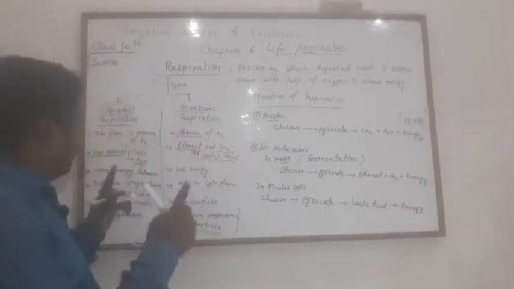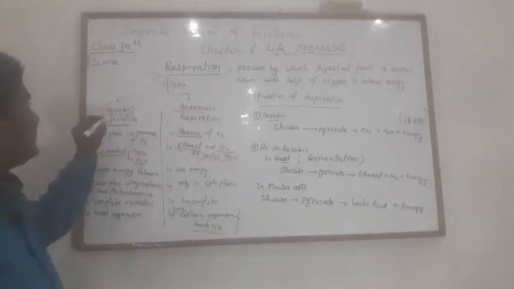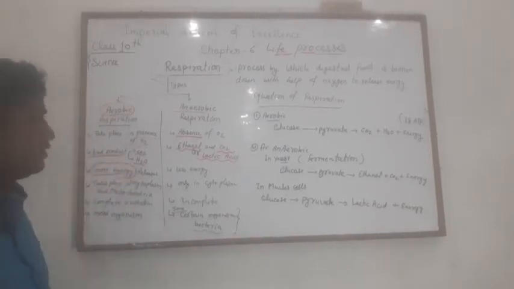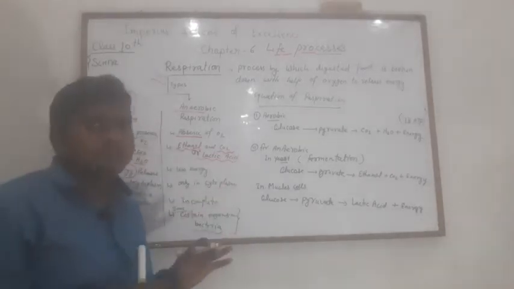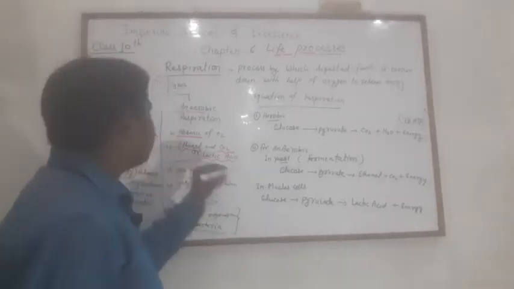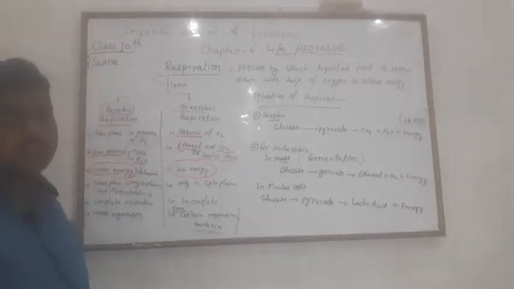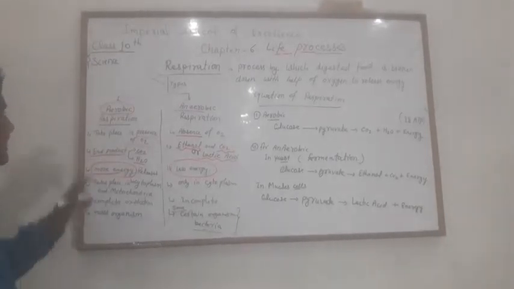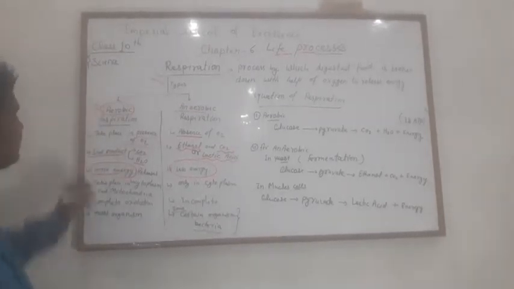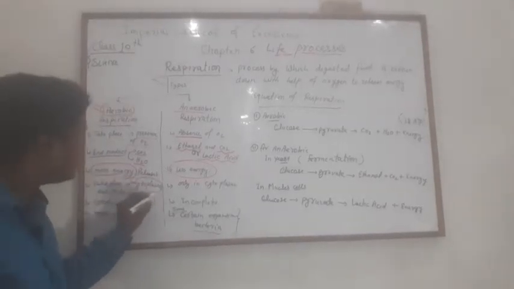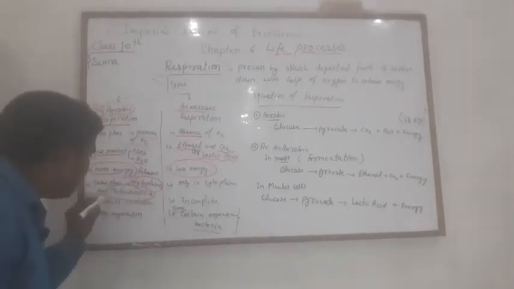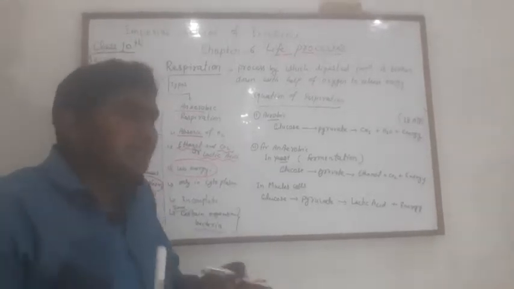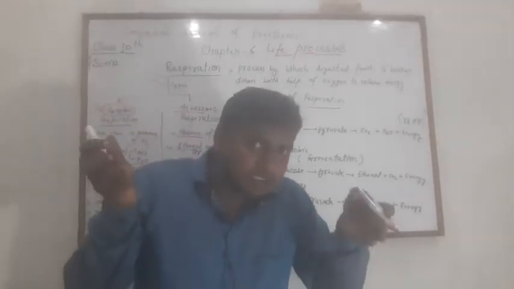Okay, next point. In aerobic respiration, more amount of energy is released. But in the case of anaerobic respiration, there is less amount of energy released. Now moving to the next point. Aerobic respiration takes place only in the cytoplasm and mitochondria, meaning this respiration is held inside a cell.